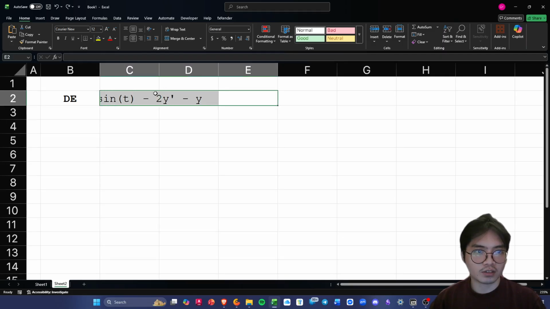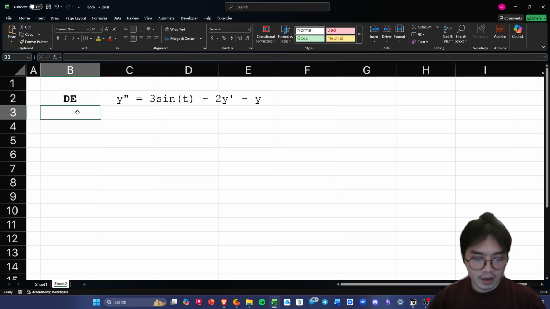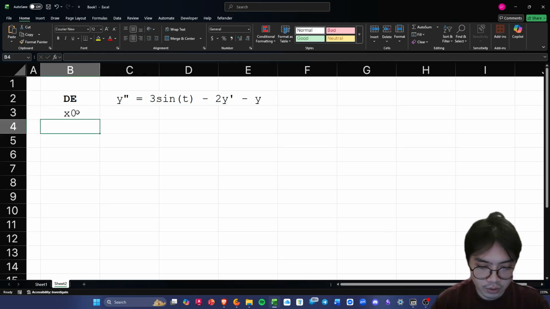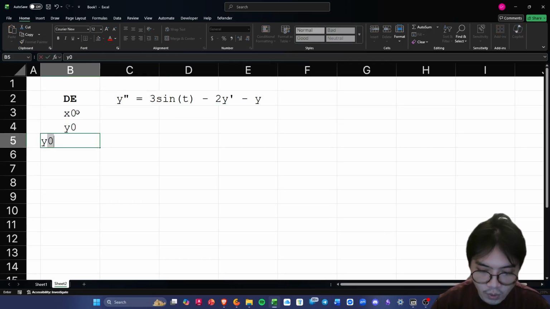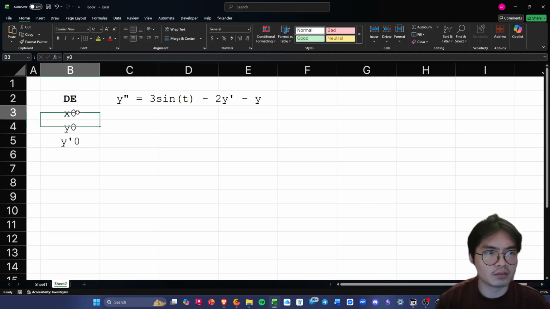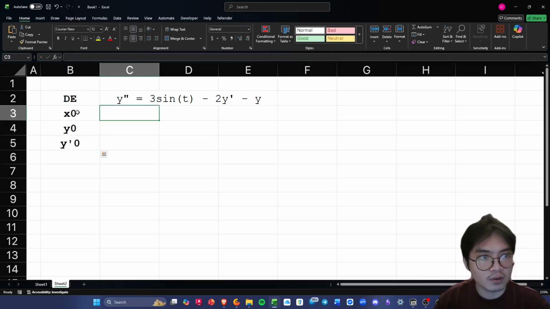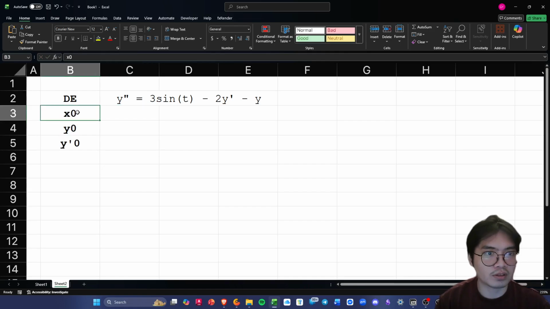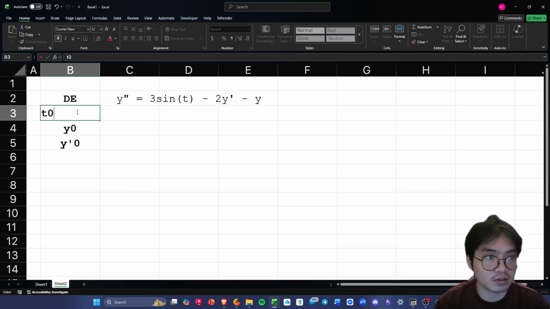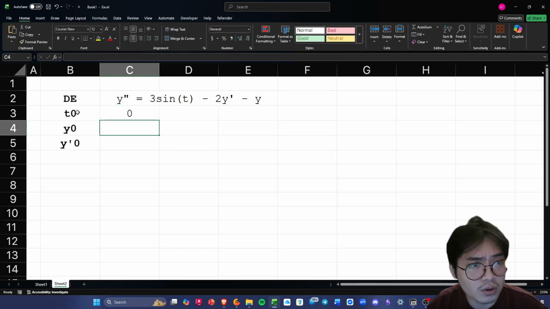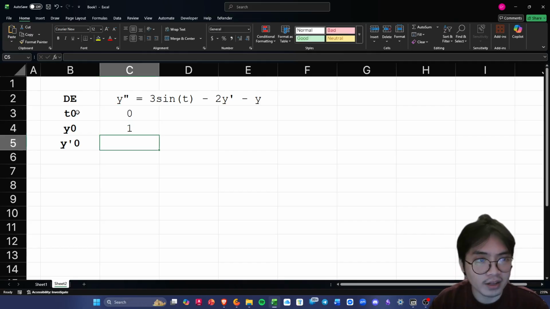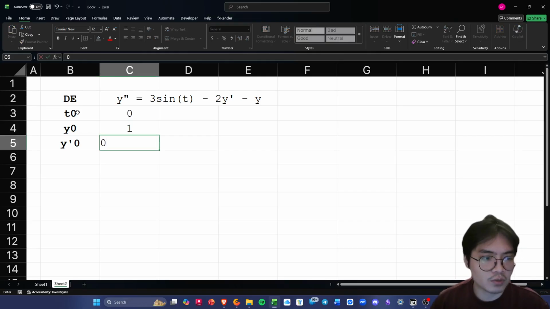Oh, let's not stretch it. Then let's have here your x0, your y0, your y dot 0. Sorry, this is not x0, this is t0. Let's have here 0, then 1, and then 0. And here, of course, we will have our h.